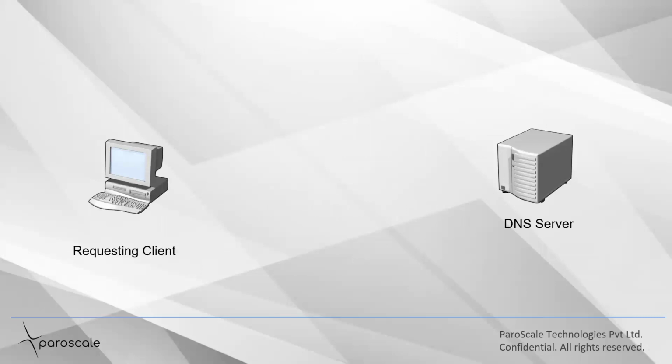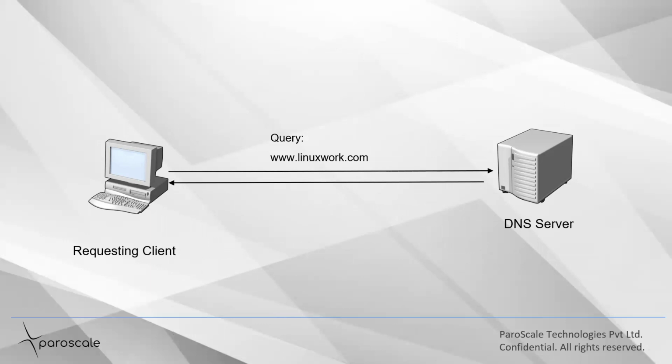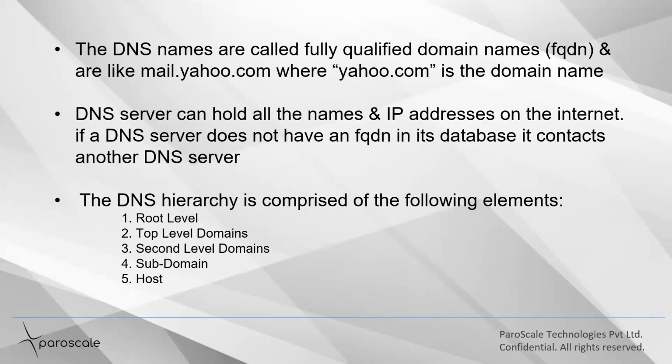Let's see a simple query. A client requests a query for www.linuxwork.com. So the DNS server will reply with the IP address of that particular domain, linuxwork.com.